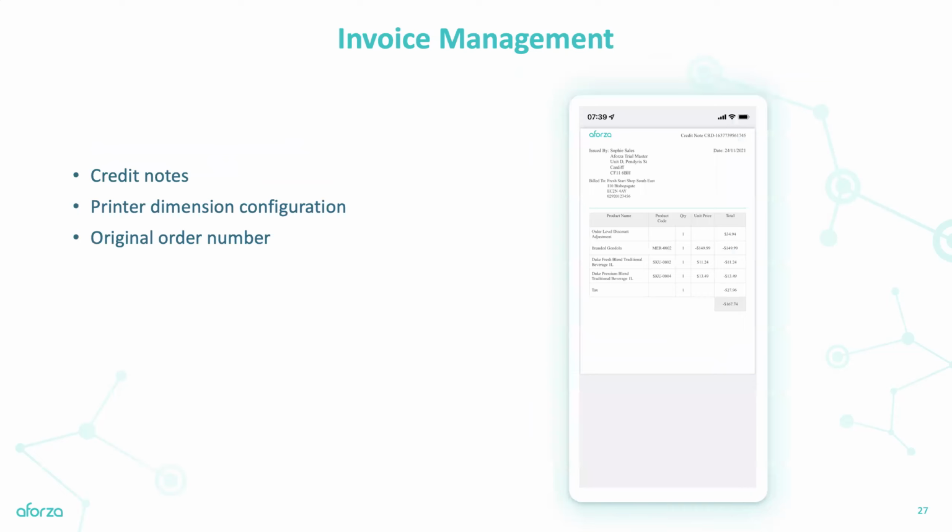Invoice management, we've done a lot of enhancements here. We now support credit notes. So when you do a return order, you can generate a credit note versus an invoice, which is obviously very important. And you can use that credit note then within the payments section to modify an invoice. So for instance, if you have a $500 invoice and a $100 credit note, you then only owe $400, which is great.